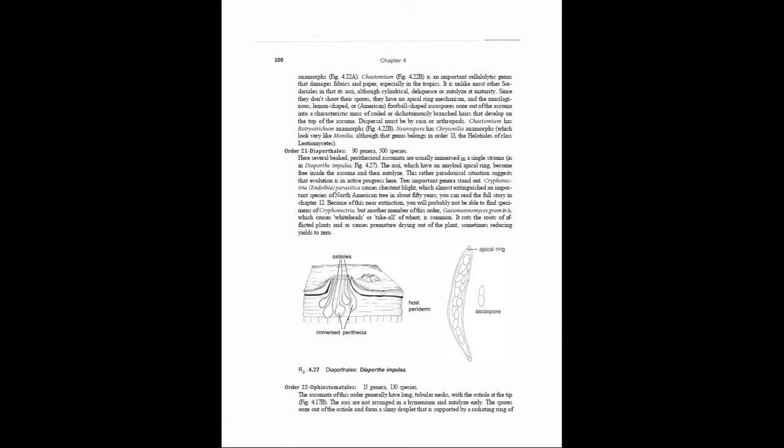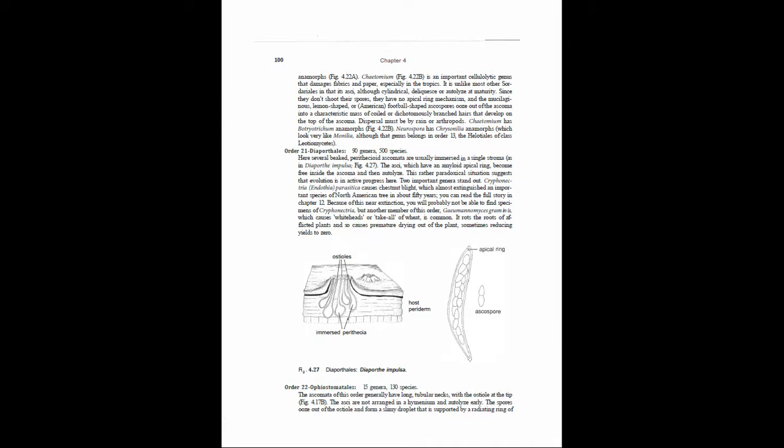Two important genera stand out. Cryphonectria, formerly Endothia, parasitica causes chestnut blight, which almost extinguished an important species of North American tree in about 50 years. You can read the full story in Chapter 12. Because of this near extinction, you will probably not be able to find specimens of Cryphonectria, but another member of this order, Gaeumannomyces graminis, which causes whiteheads or take-all of wheat, is common. It rots the roots of afflicted plants and so causes premature drying out of the plant, sometimes reducing yields to zero. Immersed perithecia. Fig 4.27 Diaporthales, Diaporthe impulsa.